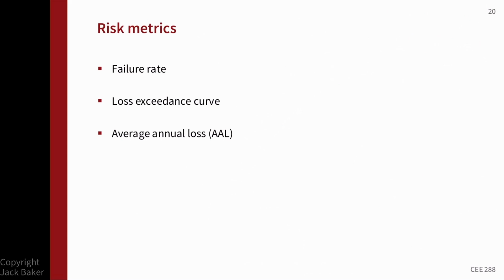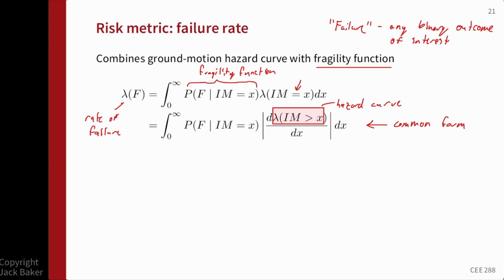So all three of these metrics are going to combine our consequence models with our ground motion hazard models to get to an aggregate metric of how much risk we're facing in a given situation. All right, so let's look at failure rate first. Here we're going to combine a fragility function with a ground motion hazard curve.